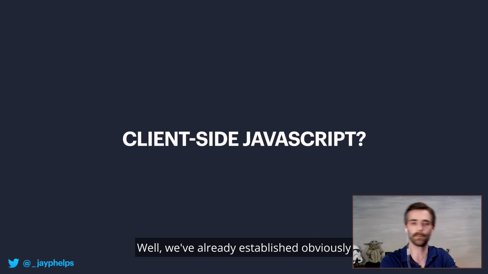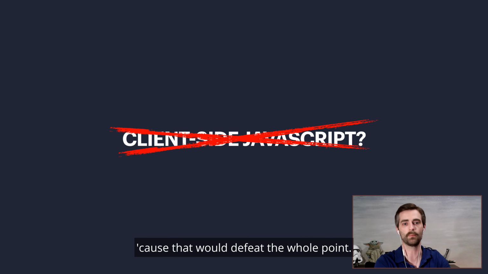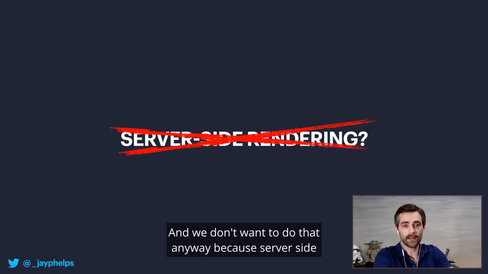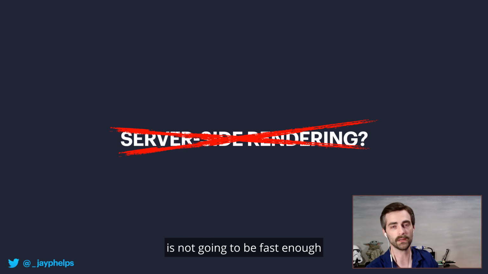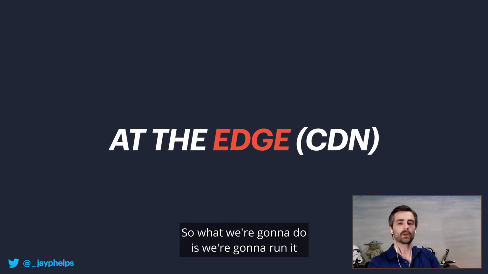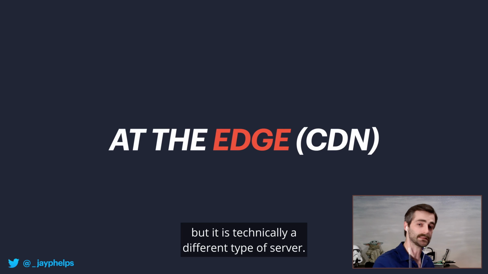Where should that run? Well, we've already established, obviously, definitely not client-side, because that would defeat the whole point. And in the case of Gatsby, I mean, server-side is not even an option, right? And we don't want to do that anyway, because server-side is not going to be fast enough, right? Just normal server-side, re-render the whole page. That's not what we're talking about here. So what we're going to do is we're going to run it at the edge, which you could say is a server, but it is technically a different type of server.